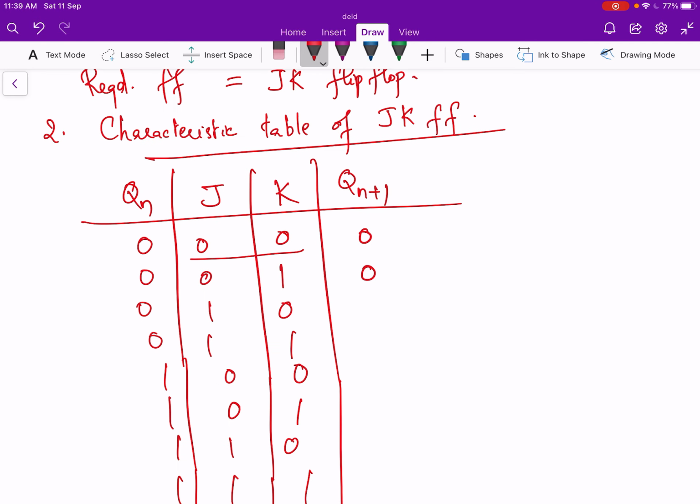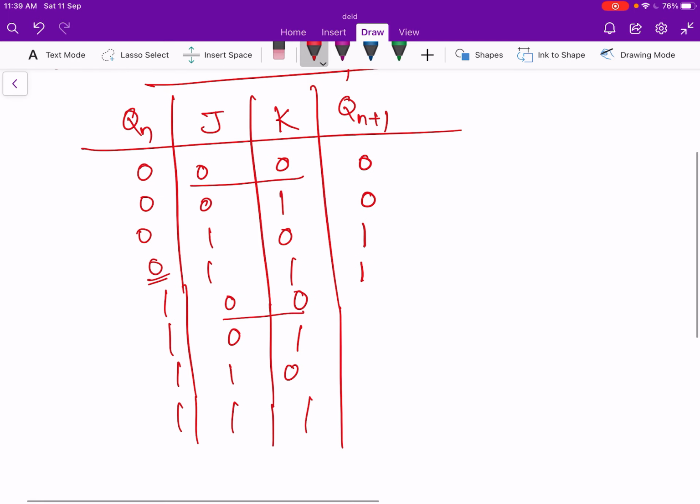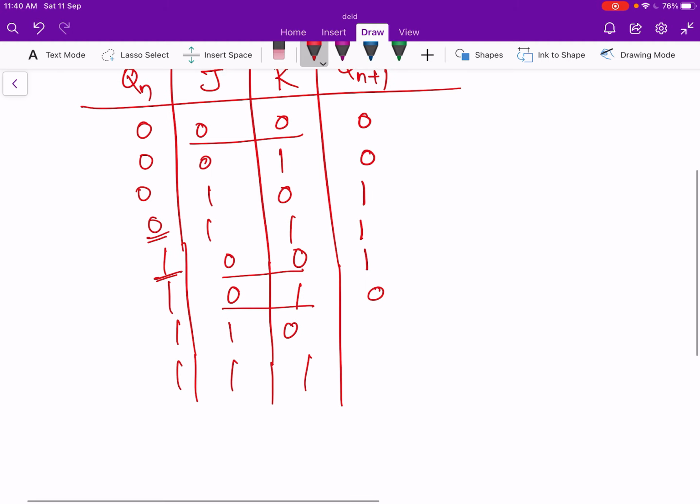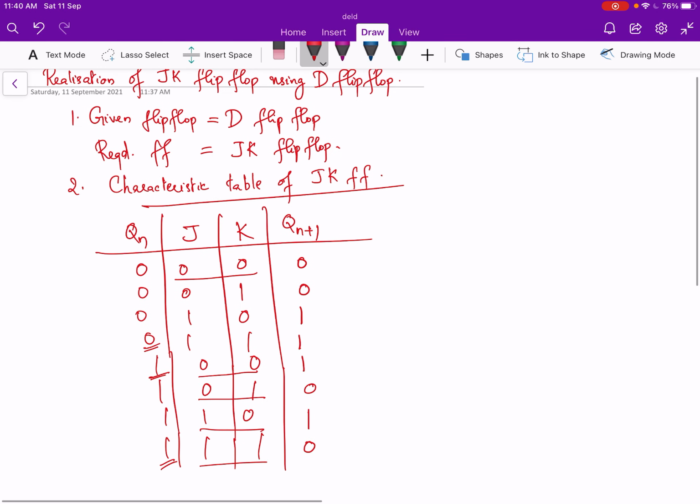Corresponding to 1, 0, the flip-flop will be set, so it will be 1. And corresponding to 1, 1, the output Q1 plus 1 will be equal to Q1 bar. Here Q1 is 0, so Q1 plus 1 will be equal to Q1 bar, which is 1. Now again 0, 0: Q1 plus 1 will be equal to Q1, which is 1. For 0, 1, it is 0. For 1, 0, it is 1. And for 1, 1, Q1 plus 1 will be equal to Q1 bar, so that will be equal to 0. So that is the characteristic table of the JK flip-flop we have drawn.